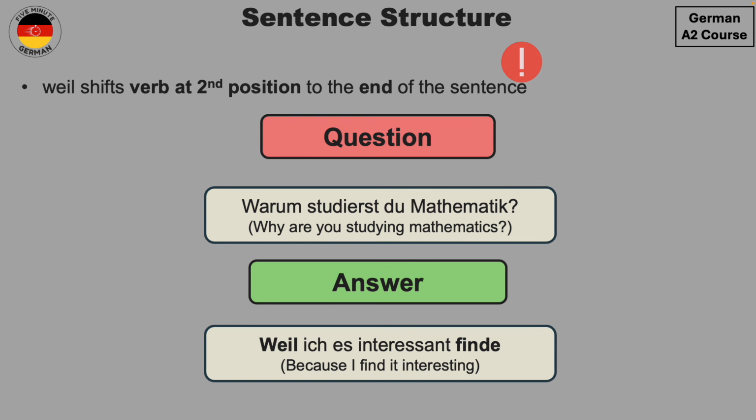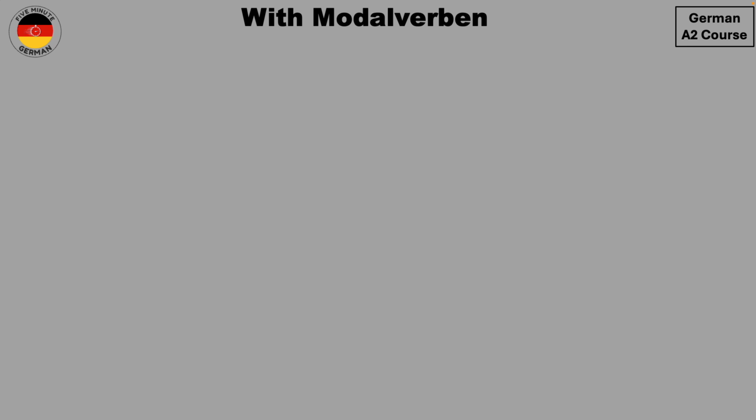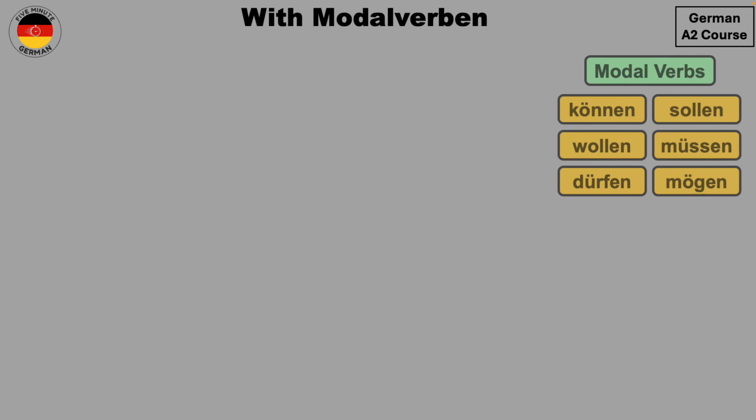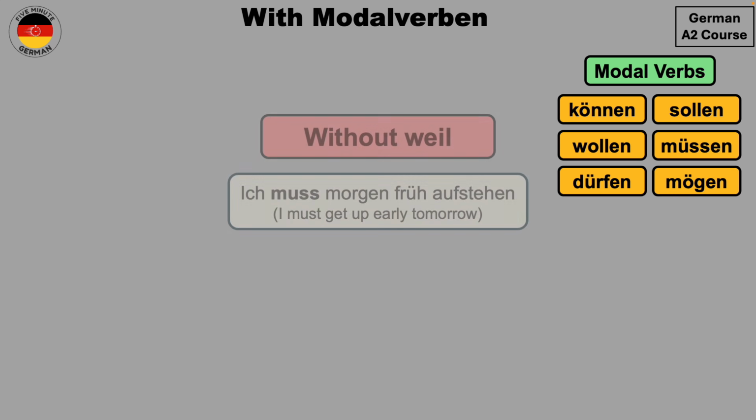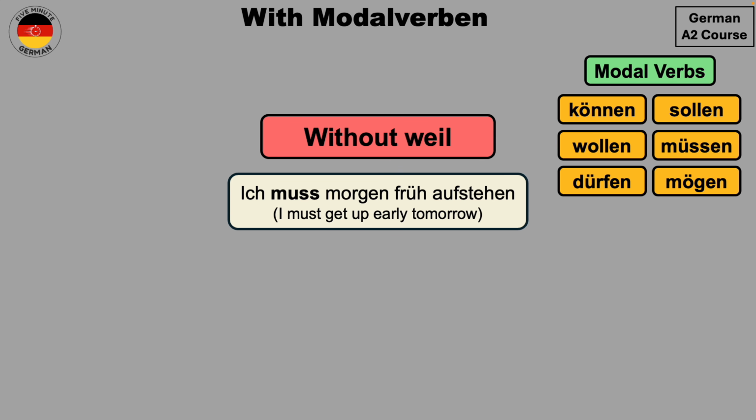Now what about Modalverben? How does the sentence look when we use the modal verbs, which are können, sollen, wollen, müssen, dürfen, and mögen? So a sentence with modal verbs without weil will be Ich muss morgen früh aufstehen. I must get up early tomorrow. So you see that the modal verb is at the second position.